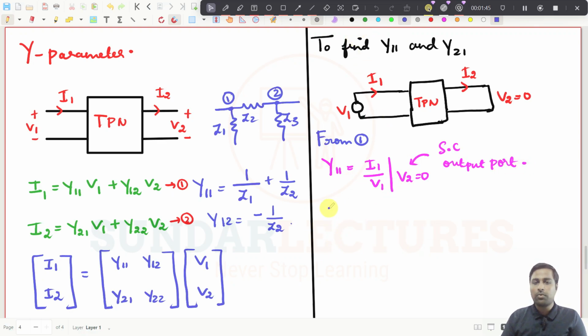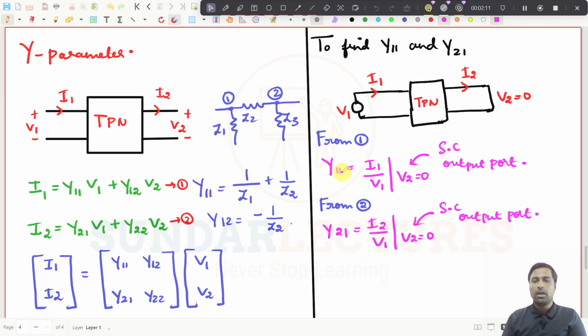And now from expression 2, what will you get? If V2 becomes 0, then you can easily find Y21, and that should be equal to I2 divided by V1. And here also the condition is short circuiting the output port. Right, now we have found what is Y11 and Y21.